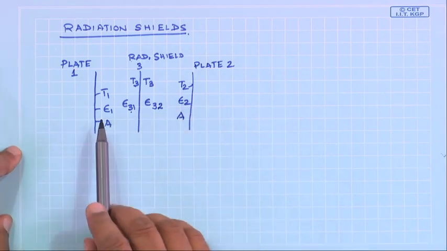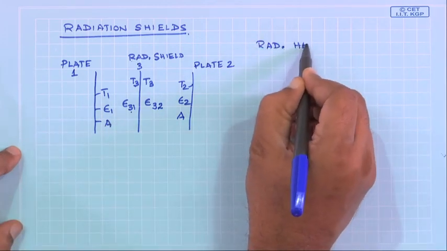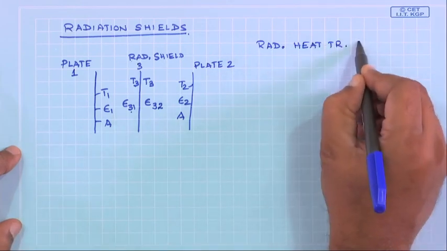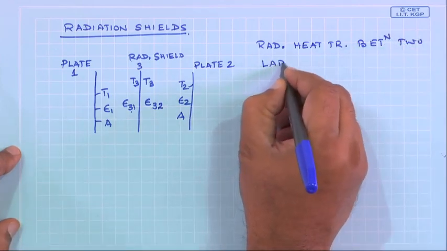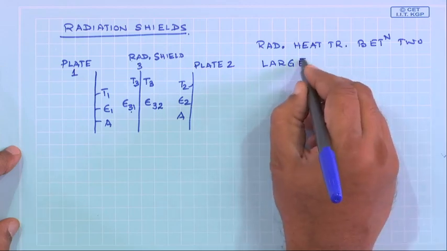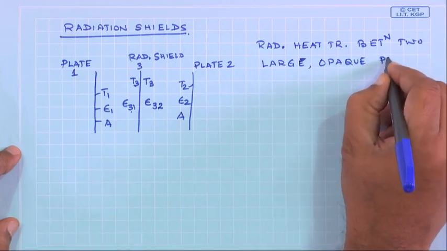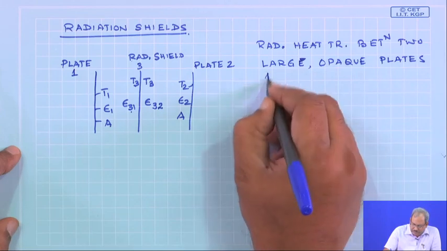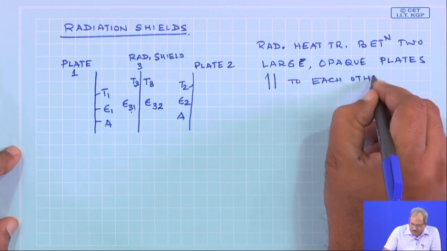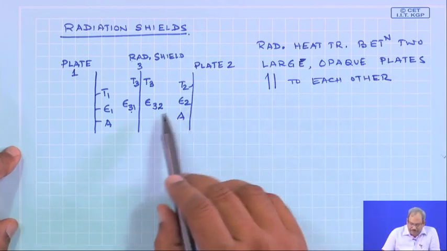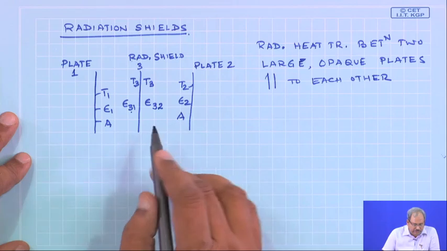So, we are considering radiative heat transfer between two very large opaque plates parallel to each other. And we put a radiation shield in between. So, this is more or less what we have in this.